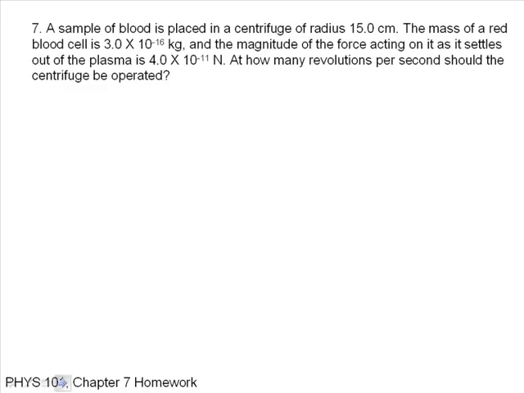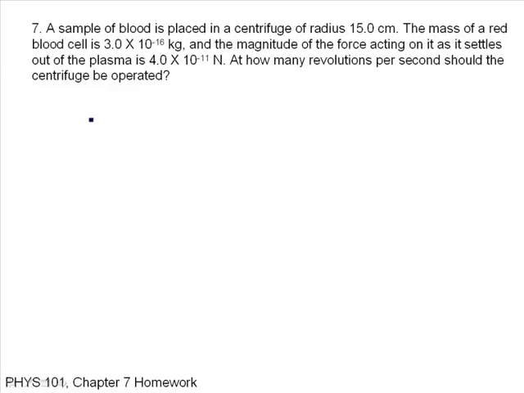A sample of blood is placed in a centrifuge of radius 15 centimeters. The mass of a red blood cell is that value, and the magnitude of force required for it to settle out of the plasma is 4 times 10 to the minus 11 newtons. How many revolutions per second should the centrifuge be operated?